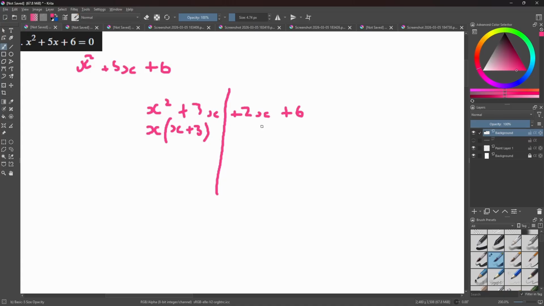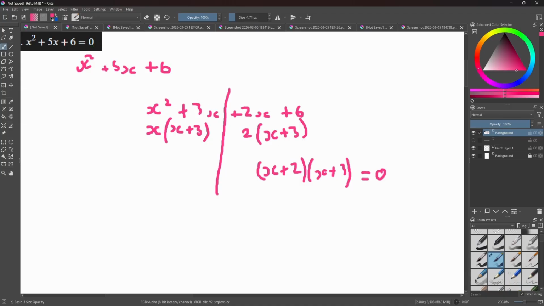Now we do the same on this side, and we should get the same bracket, because we've got 2 and 6. The highest common factor is 2. Put bracket. Then we have the same, x plus 3. Because if we expand that out, we get 2x plus 6. So now we have x plus 2, x plus 3. Now this all equals 0, as it says over here at the start.